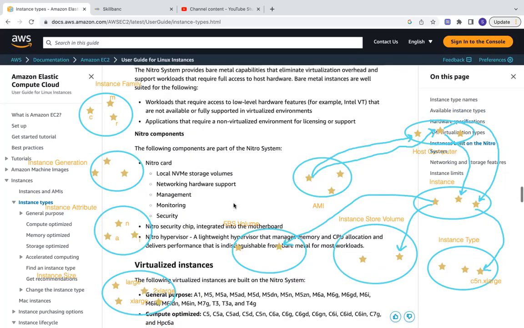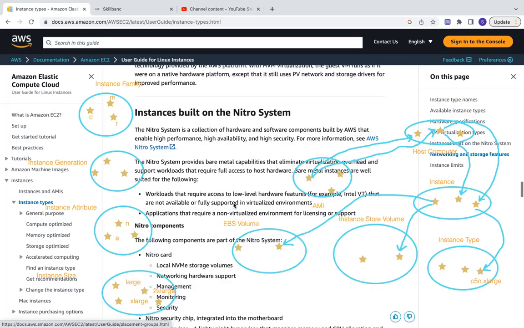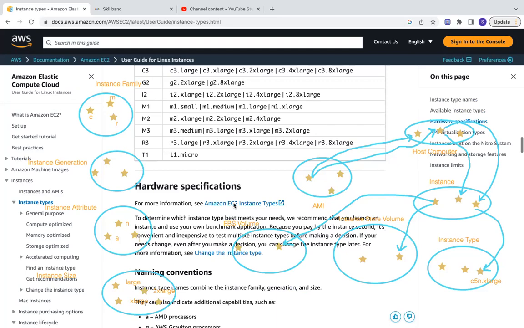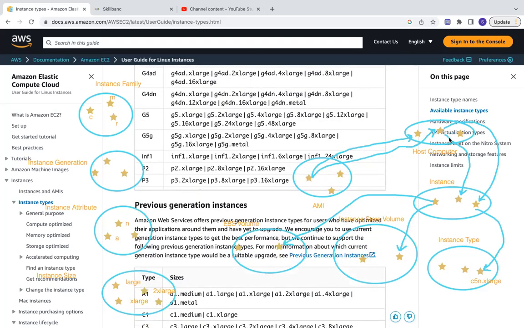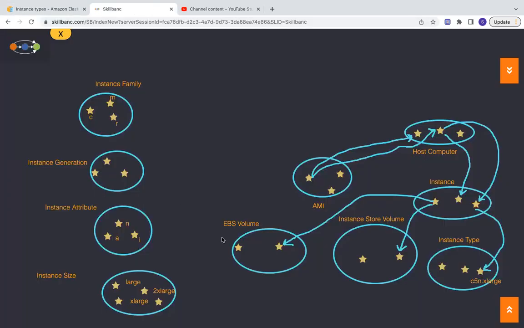So you'll be able to understand all these things very easily. As far as instance types and AMIs, and how instance store and EBS volumes are linked, you'll be able to understand with this high level EC2 diagram.